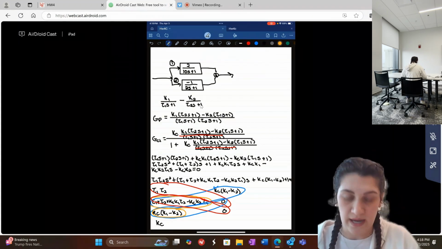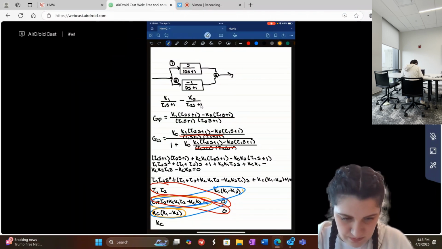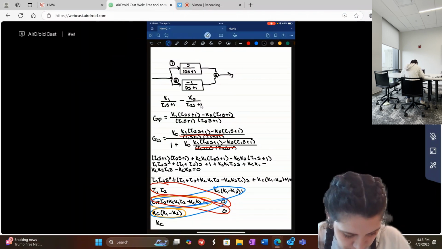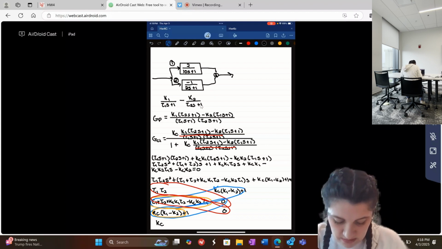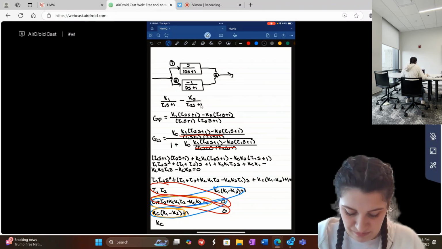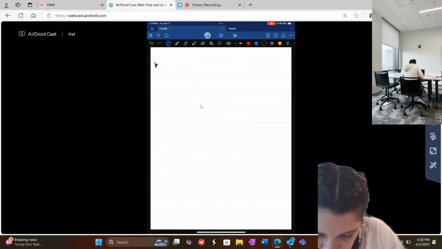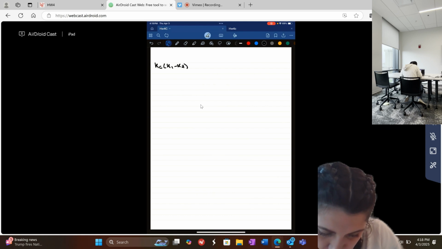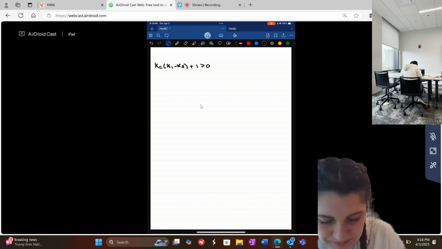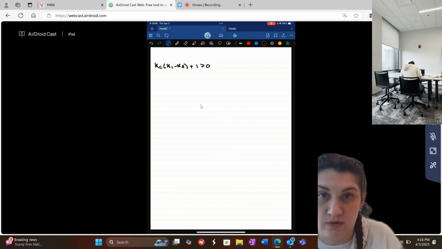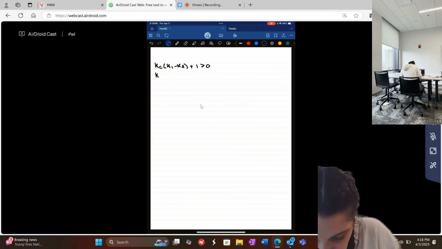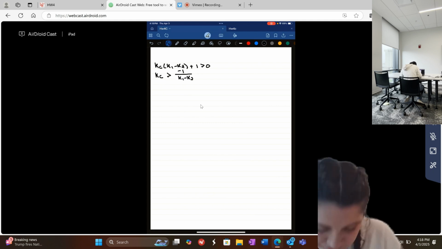Now, if we add 1 here, it's the wrong color, right here, since I forgot that term, things will make a little bit more sense. When we come over here, we'll have KC times K1 minus K2 plus 1 is greater than 0. So we just take everything to the other side. We end up with KC is greater than or equal to negative 1 over K1 minus K2.